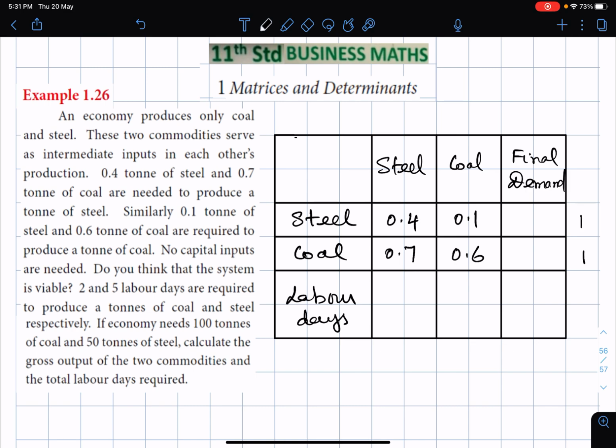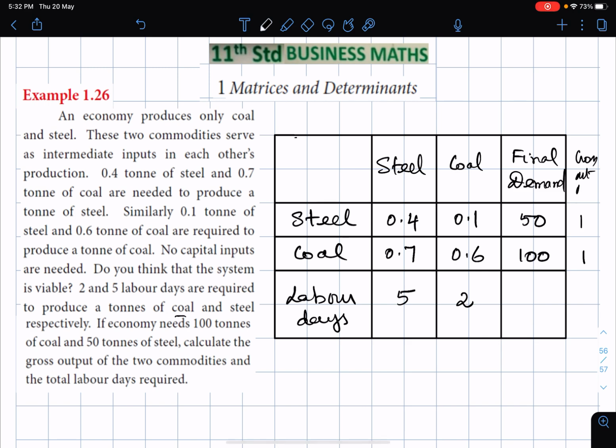Then no capital limits are needed. Do you think that the system is viable? 2 and 5 labor days are required, so first 2 goes to coal and 5 comes to the steel. If the economy needs 100 tons of coal and 50 tons of steel, calculate the gross output. So they are asking us our gross output.